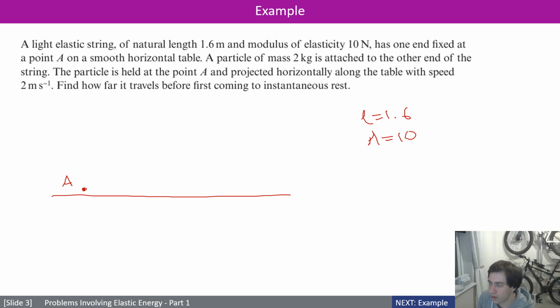So, effectively, let's do a before and after, I suppose.